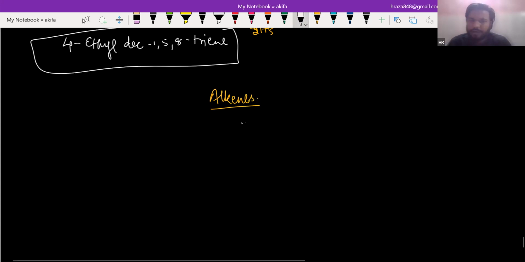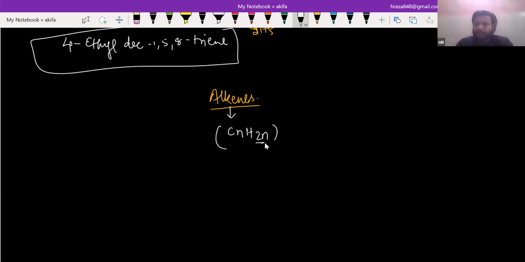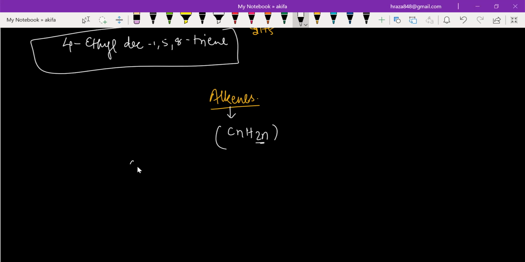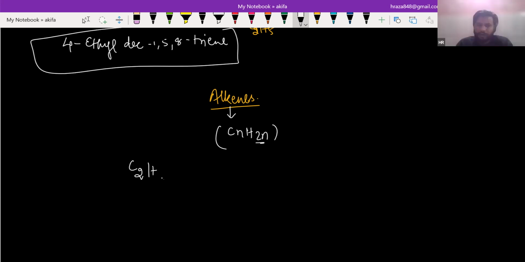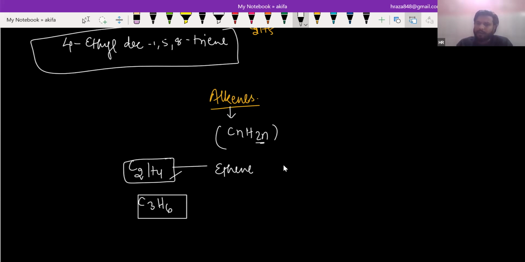So here is alkene and its general formula is CnH2n, right? Yes. The number of hydrogen will be equal to double the number of carbon. If we are taking C2, the number of hydrogen will be 4. If you are going to take C3, the number of hydrogen will be 6. This C2H4 is known as ethene and it's the smallest alkene.